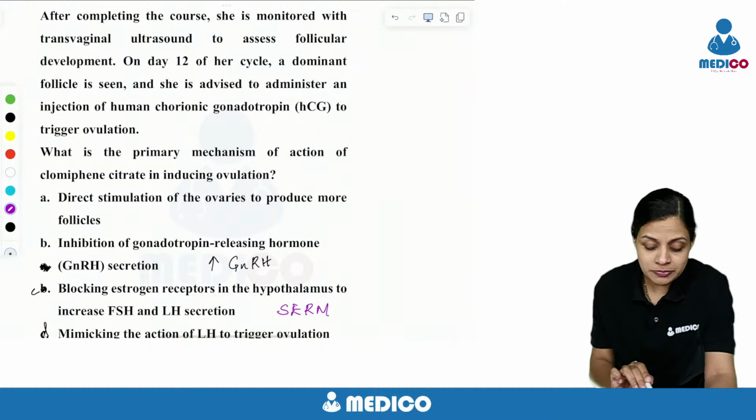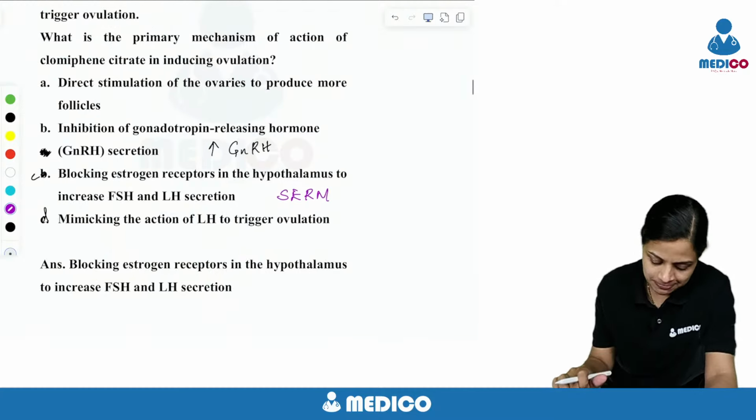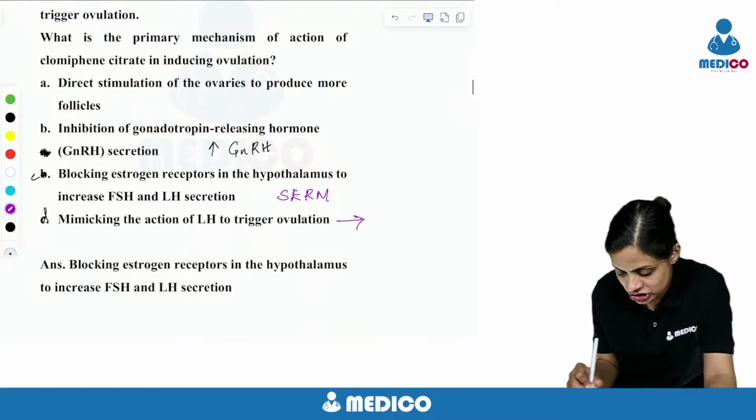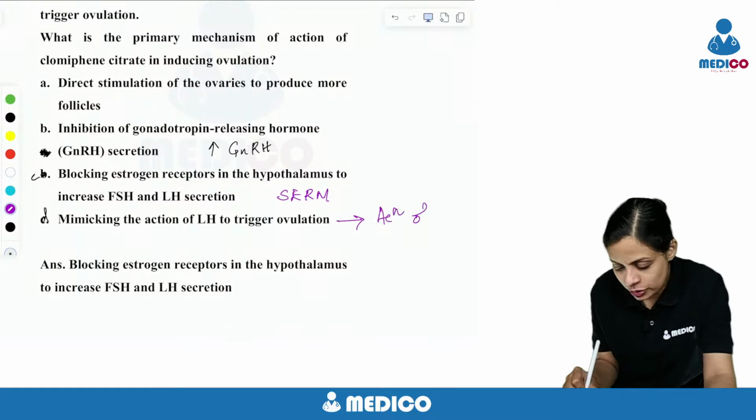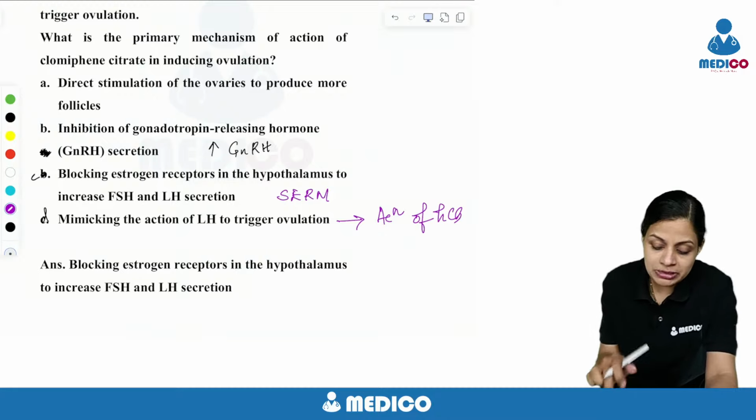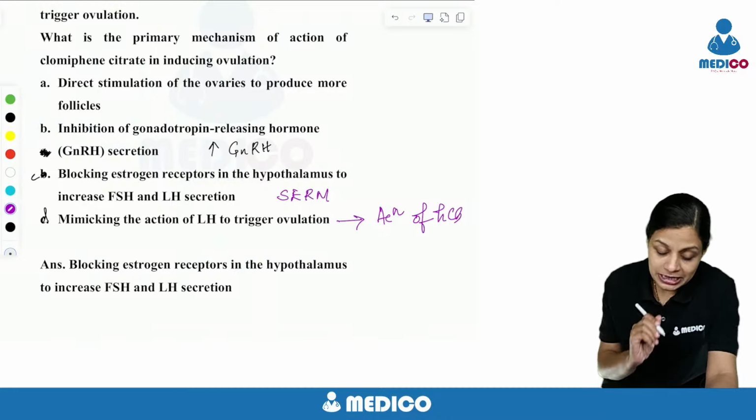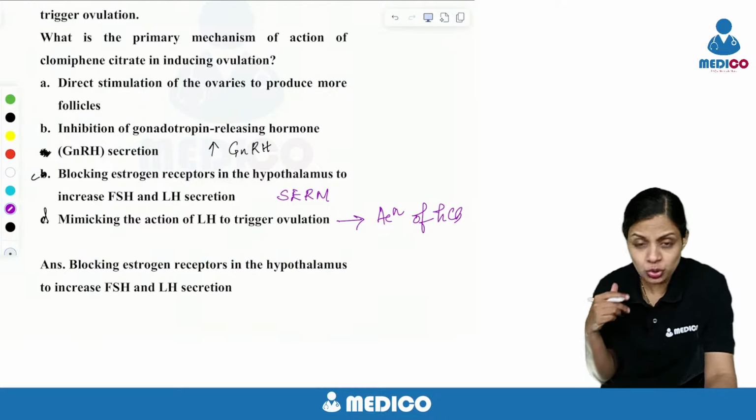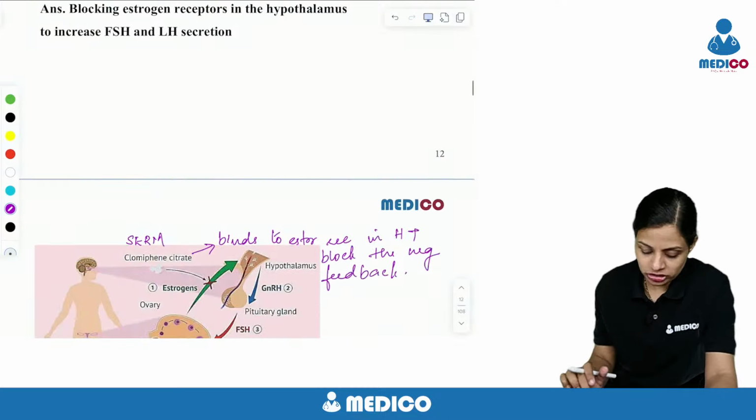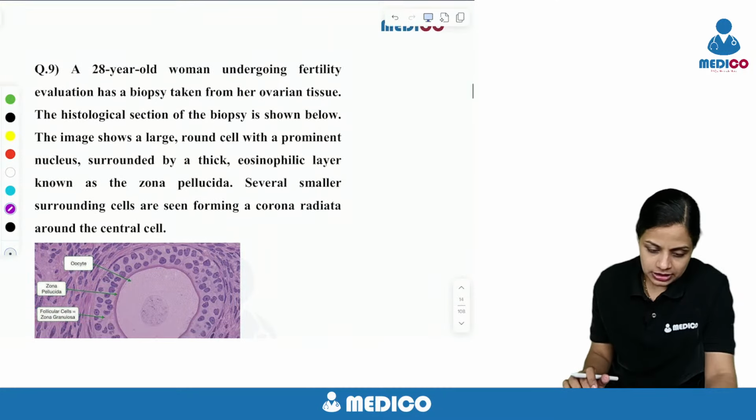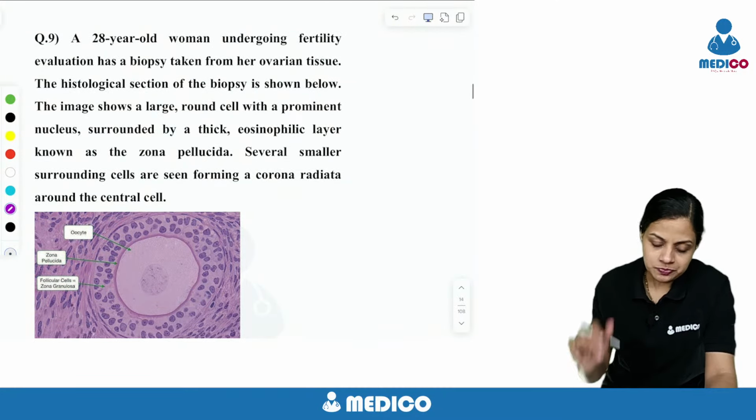She is advised to administer an injection of HCG. So this is the action of HCG. If the question had said, what is the primary mechanism of action of HCG in inducing ovulation? The answer would be, it mimics the action of LH to trigger ovulation. You've got the difference, right? Let's move on to question 9.